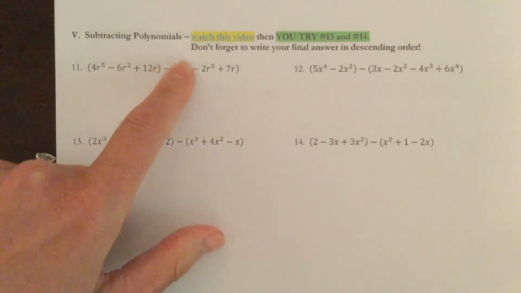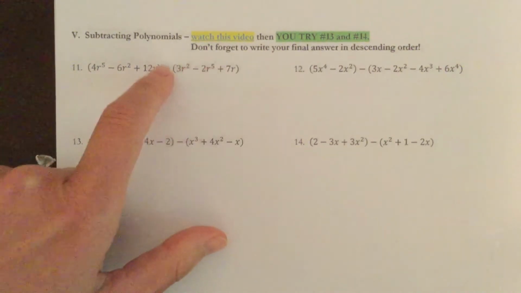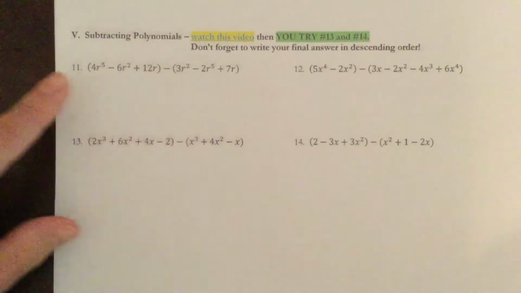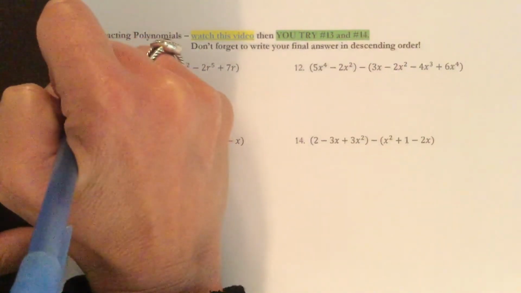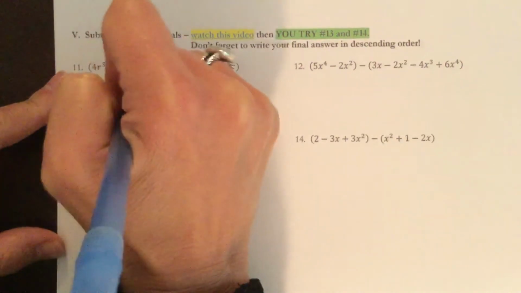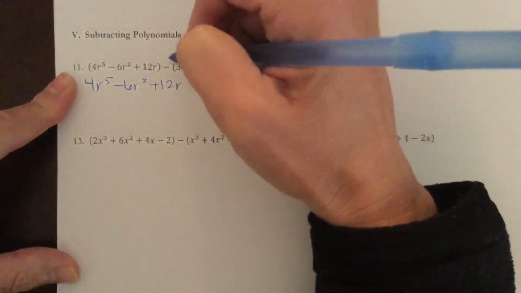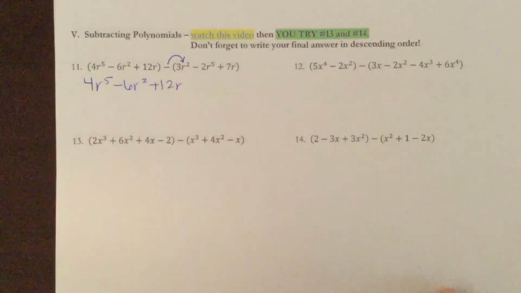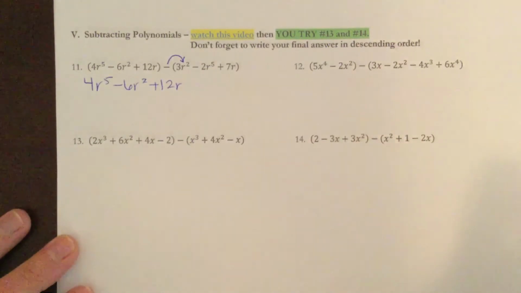I need to make sure that I distribute that to each of the terms in the second polynomial in order to subtract. The first polynomial just gets rewritten: 4r to the fifth minus 6r squared plus 12r. I will distribute this minus sign to ensure that I subtract all of the terms in the second trinomial.